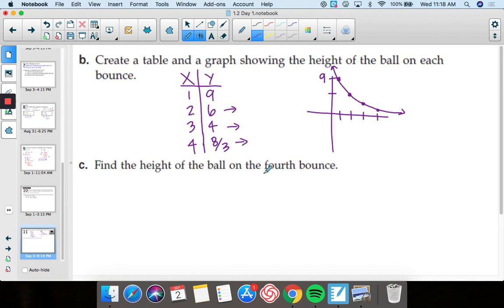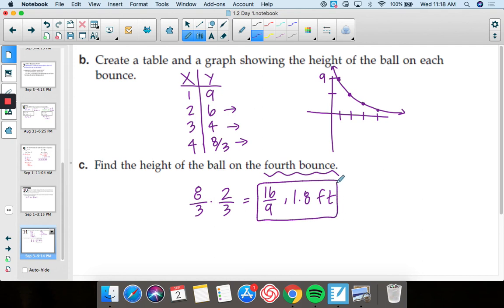So to find the height of the ball on the fourth bounce, we need to take our previous bounce and multiply that by our ratio of 2/3. So that's 16 over 9 or approximately 1.8. And I'm pretty sure this was in feet. So there we go. Okay, that is it.